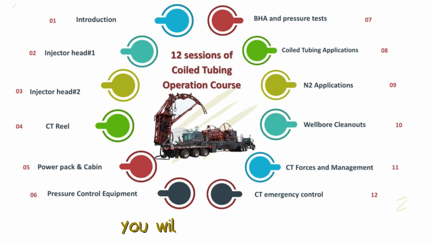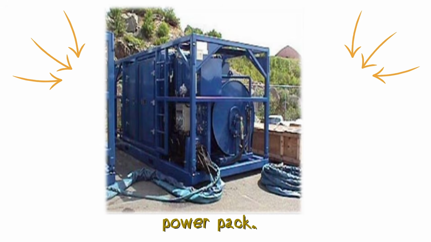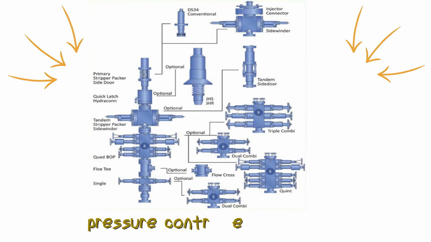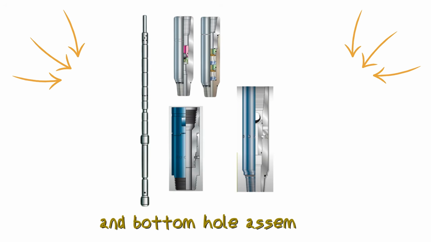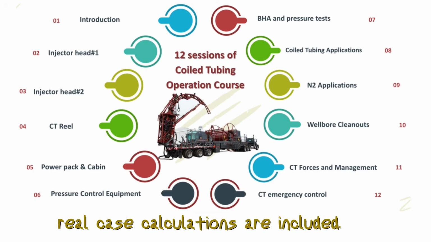In this course, you will learn everything from the fundamentals to advanced applications, including coiled tubing equipment, injector head, reel, power pack, hydraulic circuits, pressure control equipment, and bottom hole assembly. Additionally, we will cover key operations such as nitrogen lifting, wellbore cleanouts, acidizing, and real operational scenarios. Also, real case calculations are included.